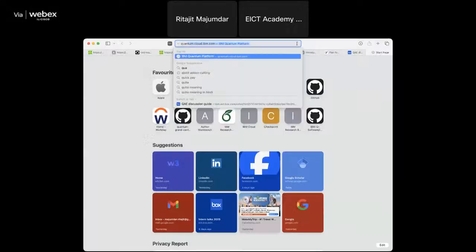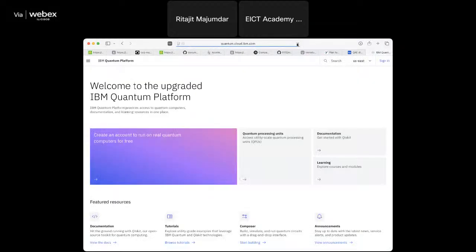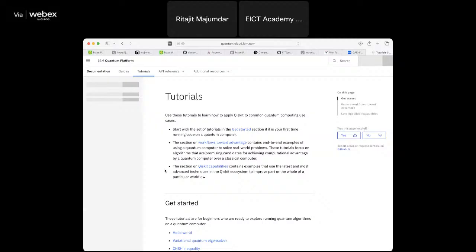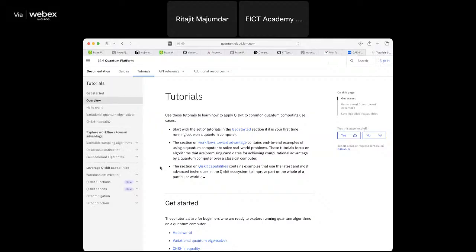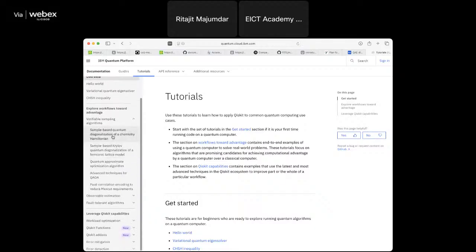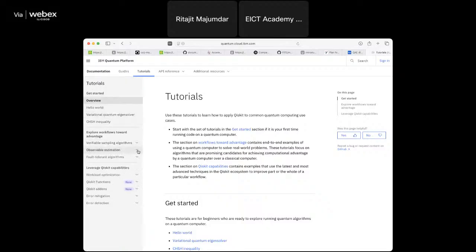As discussed last day, you can go to quantum.cloud.ibm.com, sign in if you want, but you don't need to for this. Go to the tutorials. Here you will find so many tutorials for many kinds of things. These are very updated and recent.